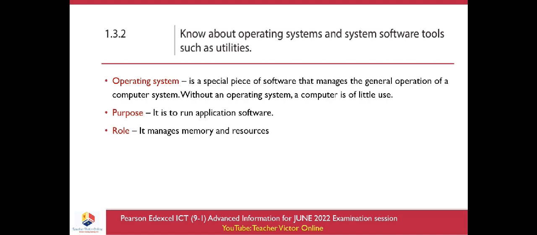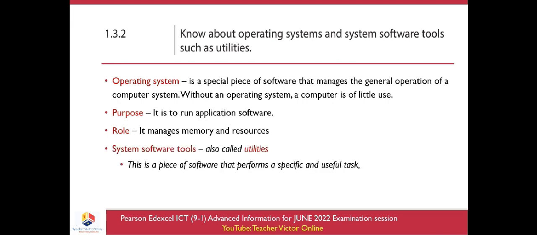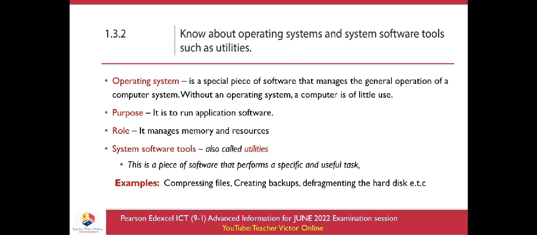Then, what is the role of an operating system? An operating system manages memory and other resources. What are system software tools? System software tools are also called utilities, and these are pieces of software that perform a specific and useful task in a computer.